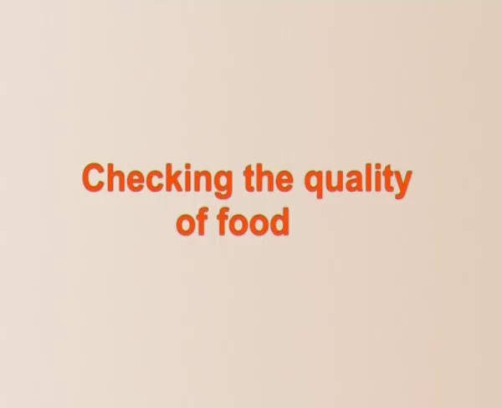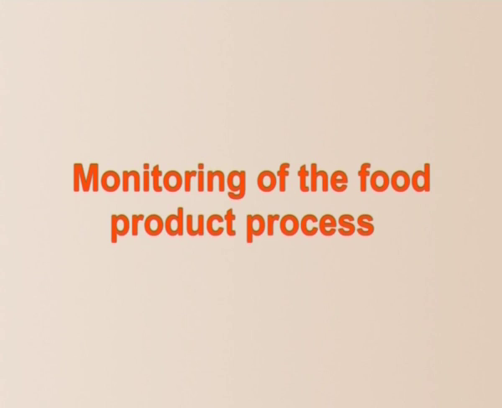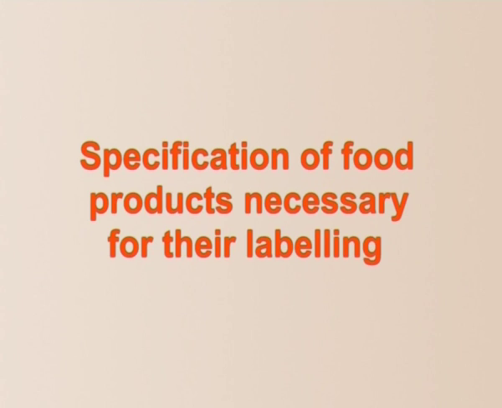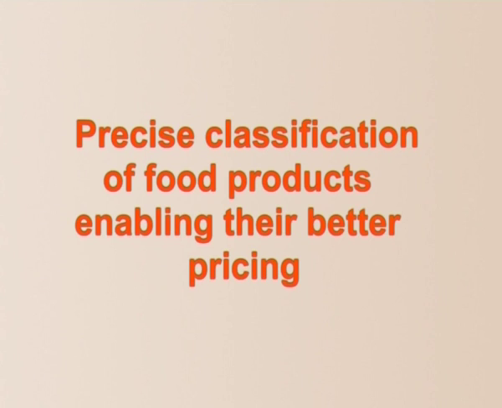There are several reasons for using a spectrophotometric analyzer of food in food manufacturing industries as follows: checking the quality of food, monitoring of the food product process, providing data necessary for production control, specification of food products necessary for their labeling, and precise classification of food products enabling their better pricing. There are more or less evident economic benefits behind each of them.